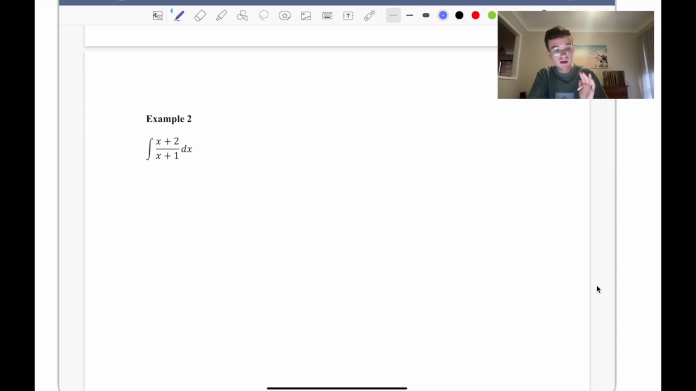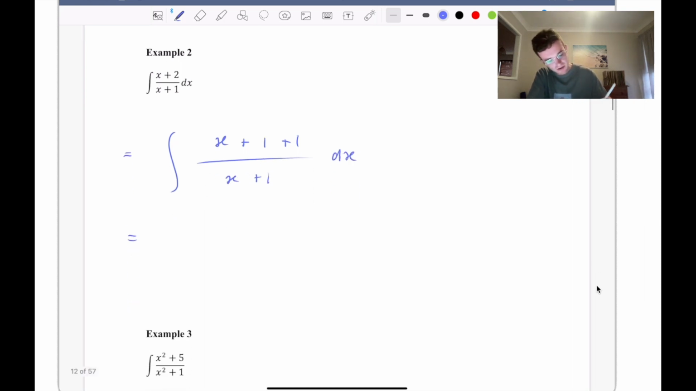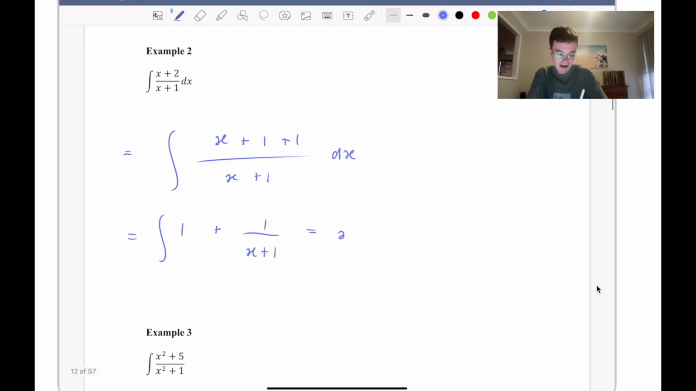Here we've got the degree of the numerator is equal to the degree of the denominator, so this is much easier, and we're going to employ this strategy, which I've shown you in extension 1 many times. This is x plus 1 plus 1, because 1 plus 1 is 2, on x plus 1 dx, which we could say is 1 plus 1 over x plus 1, because x plus 1 on x plus 1 is 1. And that simply is x plus the natural logarithm of x plus 1 plus c.